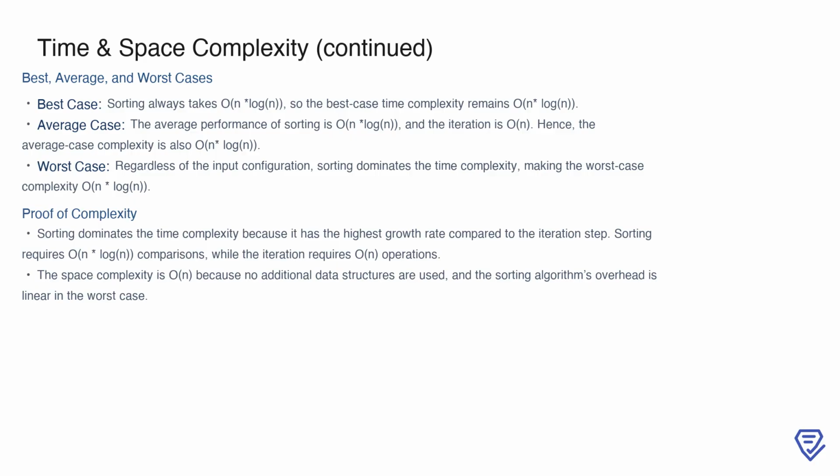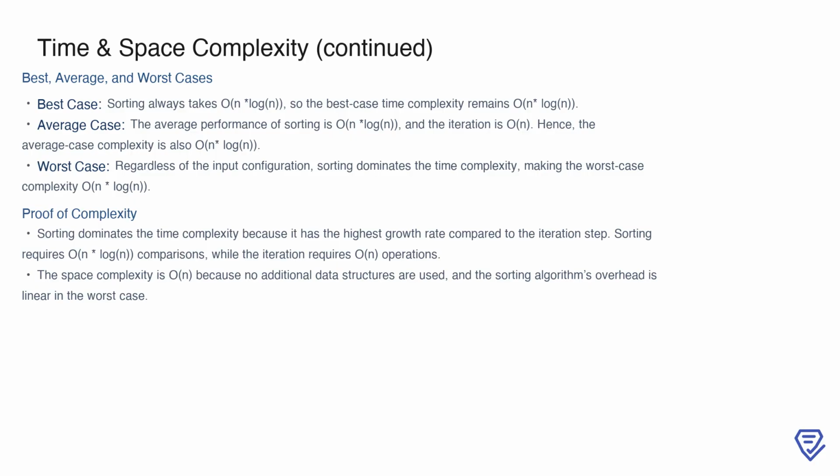Finally, let's analyze the best, average, and worst-case scenarios for this solution. In the best case, the sorting step still requires O(n*log n), as the time complexity of sorting is independent of the input configuration. Similarly, in the average case, sorting dominates with O(n*log n) complexity, and the iteration step adds O(n). This makes the average case time complexity O(n*log n) as well. In the worst case, even with the most complex input distribution, sorting remains the dominant factor, resulting in a worst-case time complexity of O(n*log n).